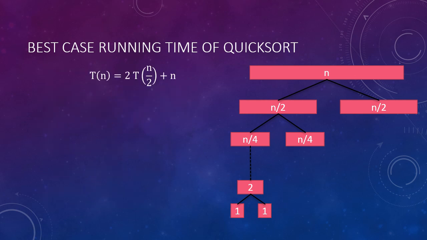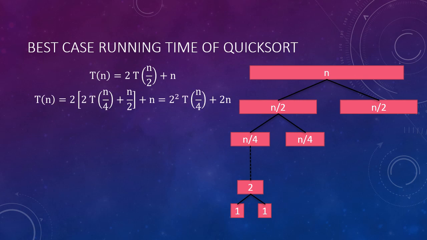Tn is 2 times Tn by 2 plus n. Focus on Tn by 2. I am substituting the value of Tn by 2. Tn by 2 can be written as 2 times Tn by 4 plus n upon 2. I substitute this value in the first equation that you see here. And the final equation is 2 raised to the power 2 Tn by 4 plus 2n.